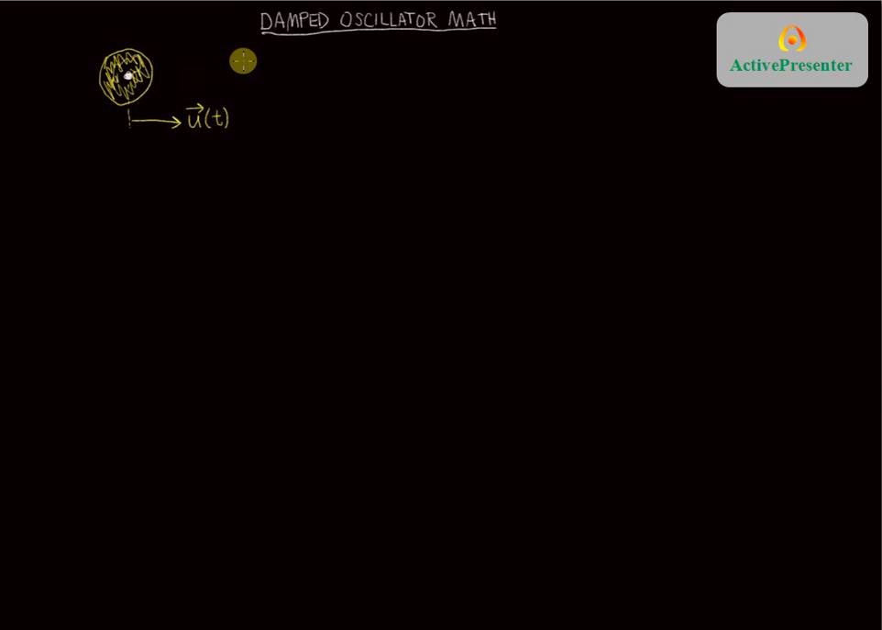So to figure out how this is going to behave, we think about Newton's laws. We say that the acceleration as a function of time is going to be equal to the sum of all of the forces divided by the mass. Acceleration equals force divided by mass. And there are three forces on this electron cloud.